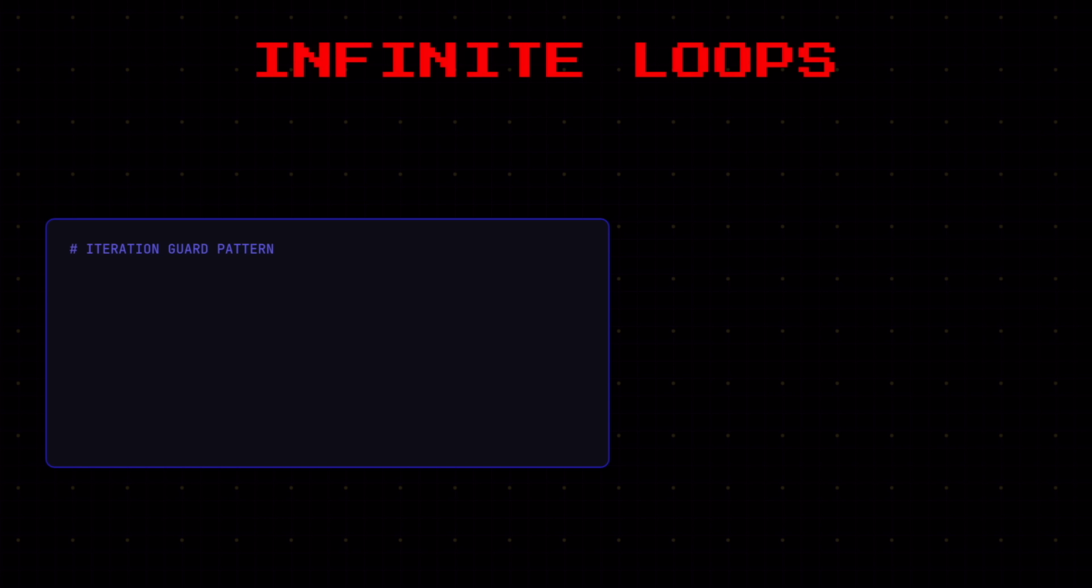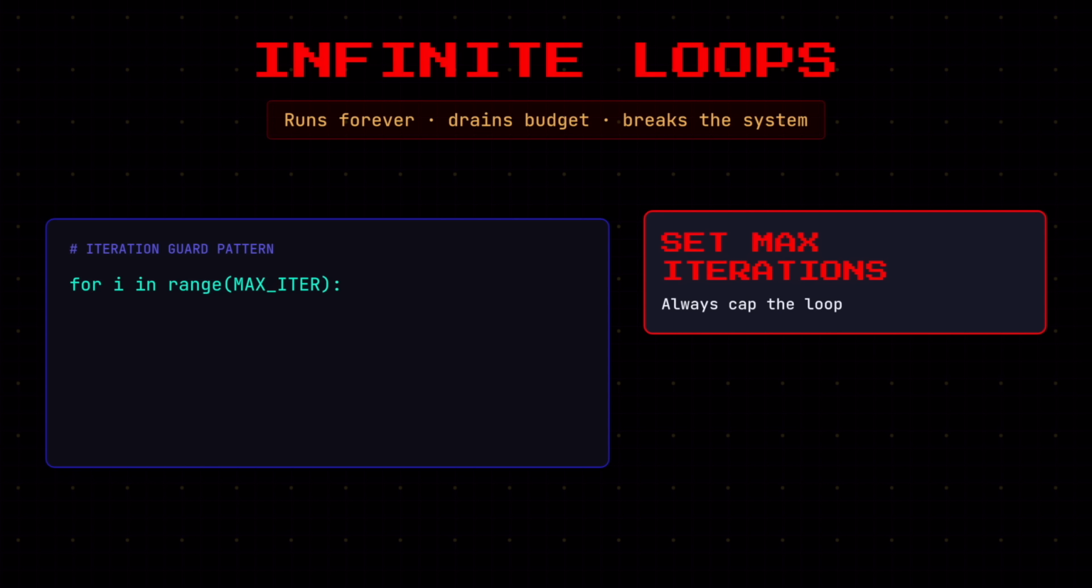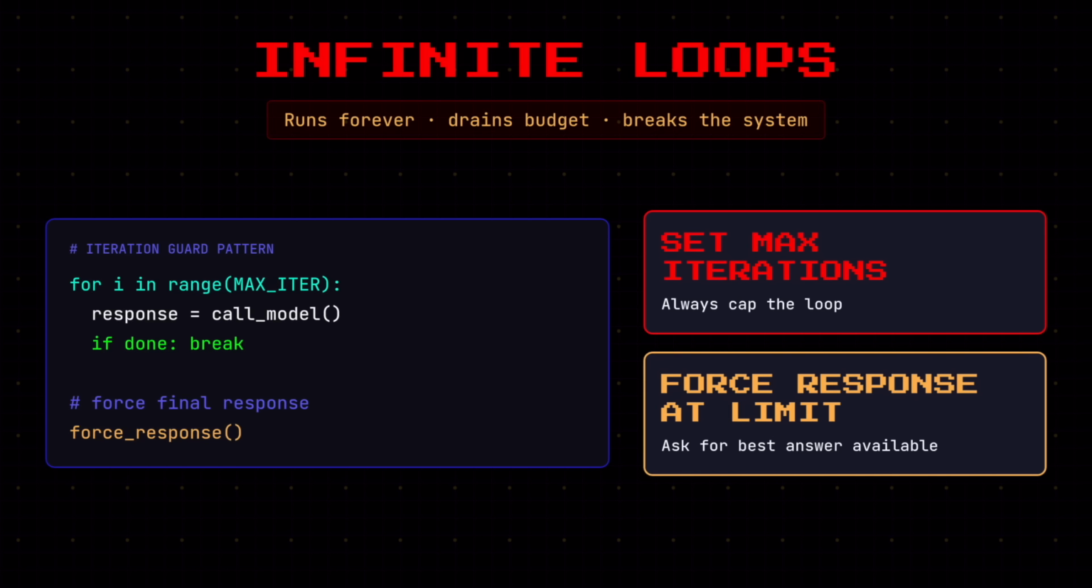Infinite loops are the biggest threat. An agent without iteration limits can run forever and drain your budget. Set a maximum iterations counter. Loop up to that limit. Check the finish reason after each API call. If the model is done, break. If you hit the limit, force a response. Tell the agent it's out of steps and ask for the best answer it has.